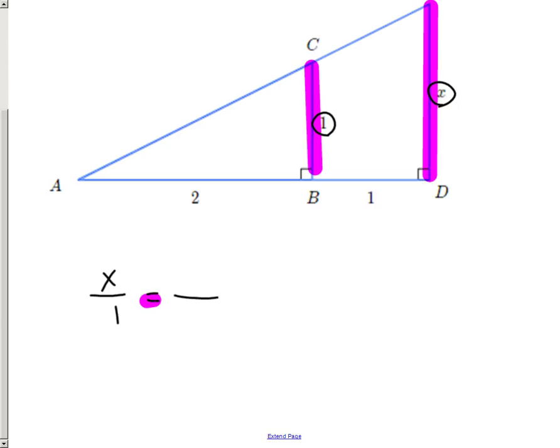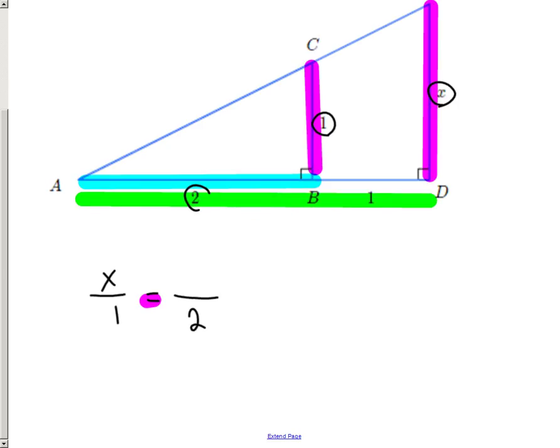Equals, and let's take a look at this. I've got this right here. 2 represents AB, so that's with the small one. And I need to figure out from A all the way over to D. And you can see that I should put 2 and 1 together, so 2 plus 1 equals 3. And there we go. That's the representing the big triangle.